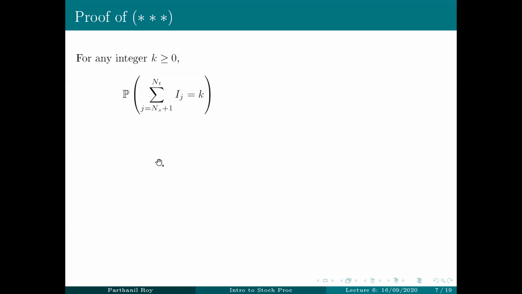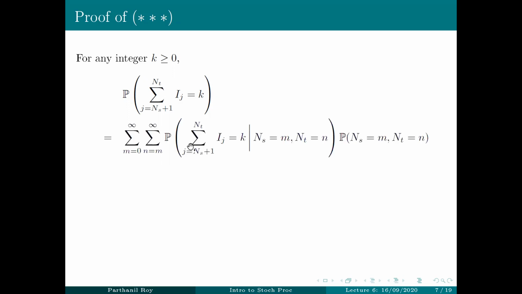So let's start with the left-hand side, which is the sum of I_j's starting from N_s plus 1 to N_t equal to k. Now, of course, the problem is that both N_s and N_t are random variables. So it's better that we condition on N_s and N_t and use the law of total probability. That's exactly what is done here. So we condition on N_s being equal to m and N_t being equal to n, and then multiply by the probability to uncondition it and then take the sum.